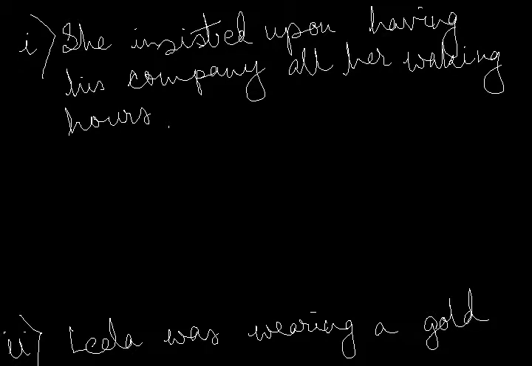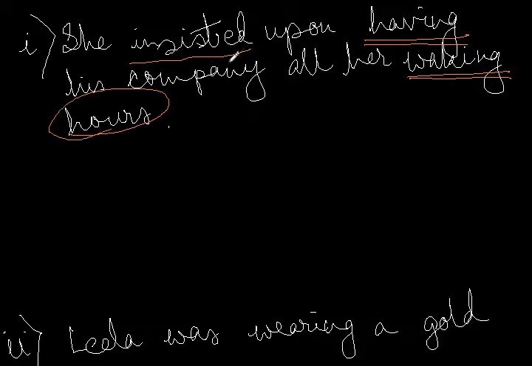Firstly, sentence number 1, she insisted upon having his company all her waking hours. Now, see, in this sentence, the final verb is insisted. You must not get confused because having over here is acting as a gerund, which looks like a verb, but actually does the job of a noun. She insisted upon what? She insisted upon having his company all her waking hours. Again, waking may look like a verb, but then it is a participle because it qualifies this noun, hours. So there's actually one finite verb, insisted.